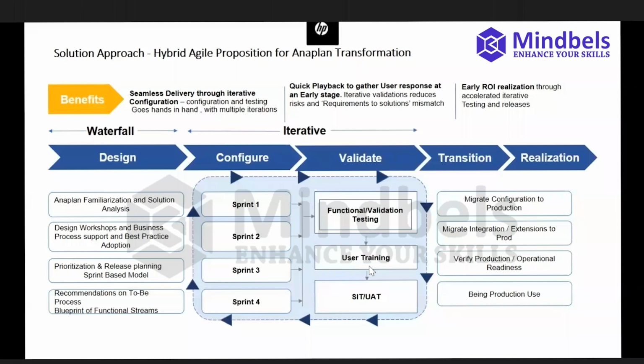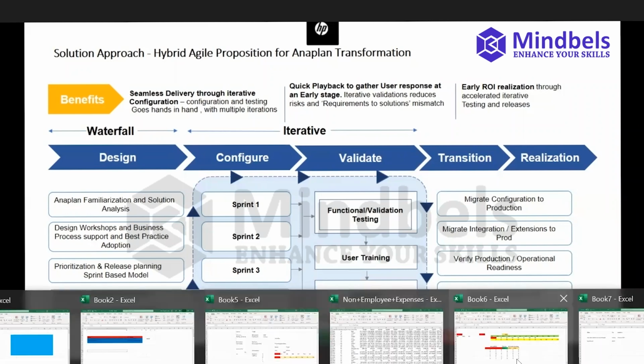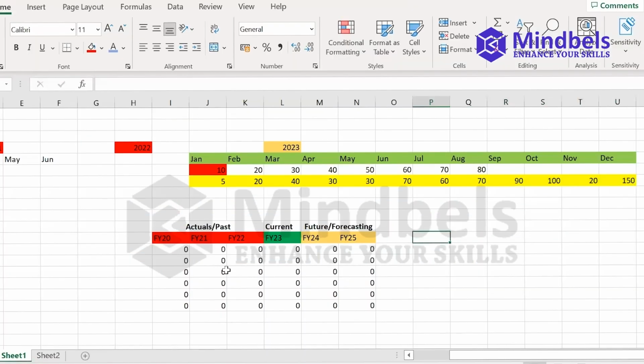Can you be a little more clear, Venu? Yeah. Let's say this is my UAT. Let's assume this is my requirement: financial year 2021 actuals and past data, current year data, and future forecasting year data. And for the forecasting year data, the client wants to get, let's say, 20 and 30, and here 30 and 40. This is the client requirement.